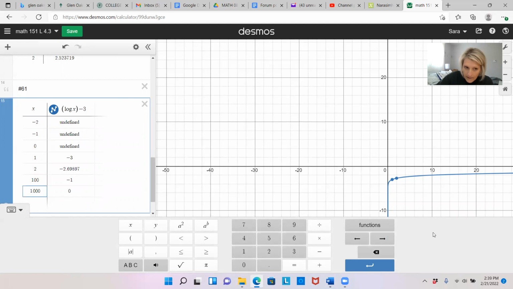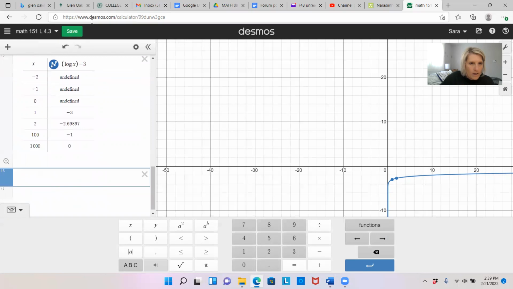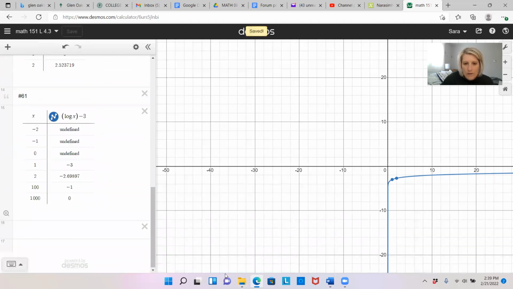It's at (1000, 0). Okay. And it looks like we still have our asymptote at x equals 0, and there's no y-intercept. We already talked about that. So I am going to take you back to my paper here so we can see how I jotted all this down.